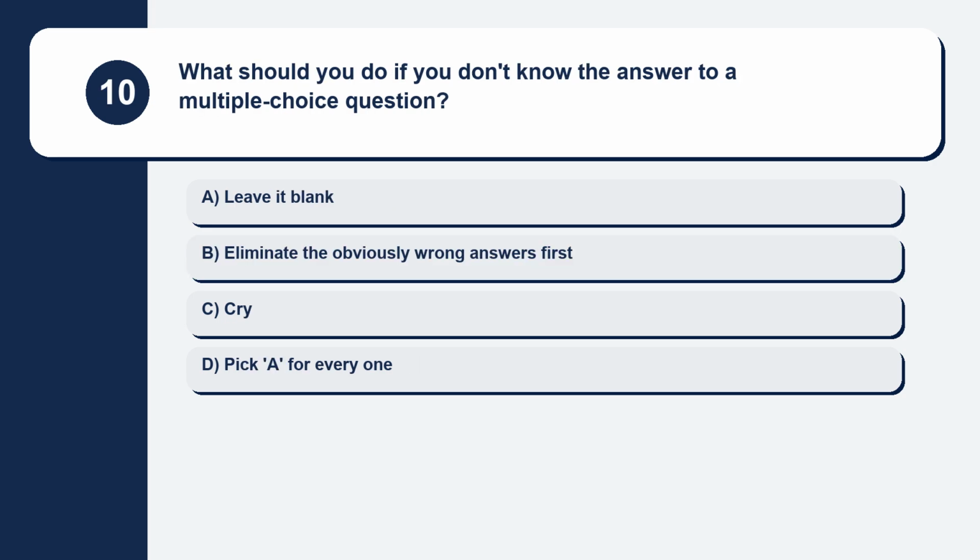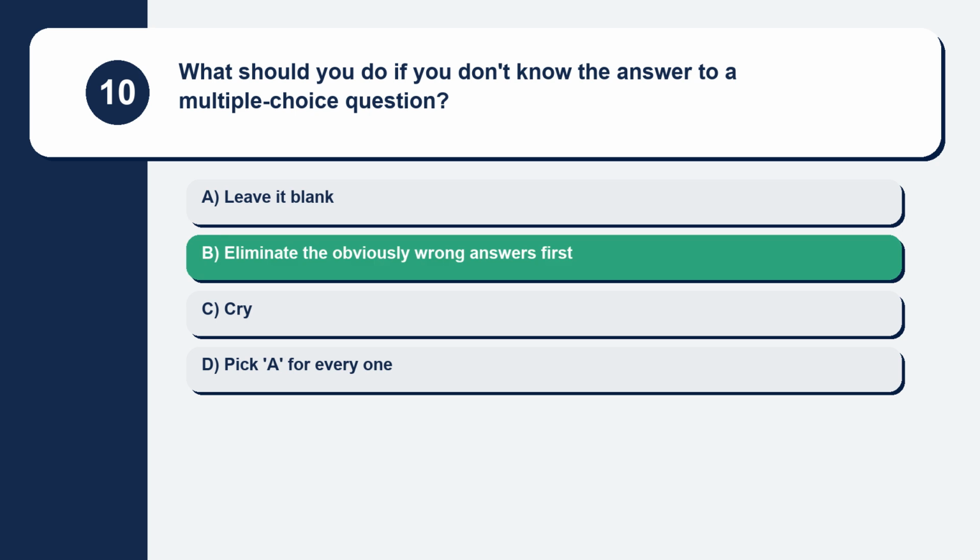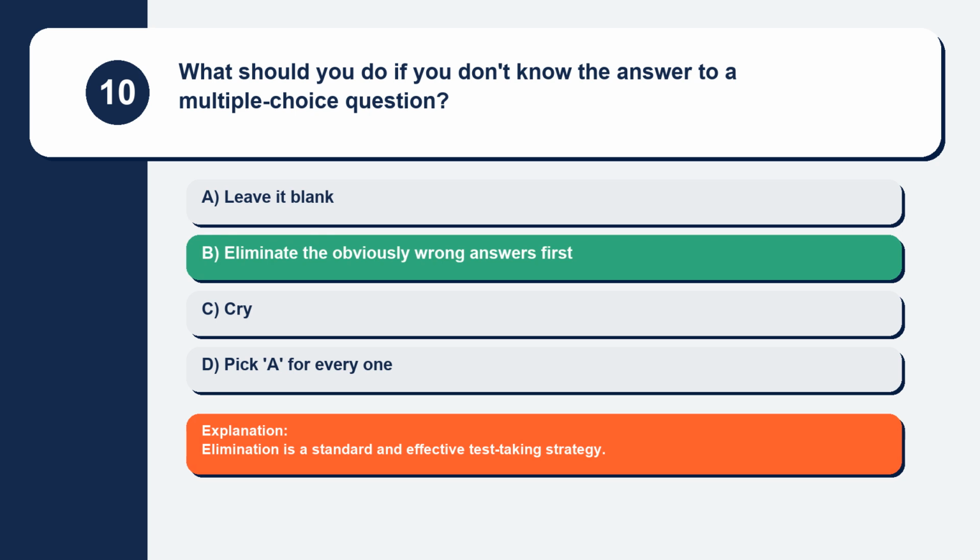Question 10. What should you do if you don't know the answer to a multiple choice question? Leave it blank. Eliminate the obviously wrong answers first. Cry. Pick A for everyone. Elimination is a standard and effective test-taking strategy.